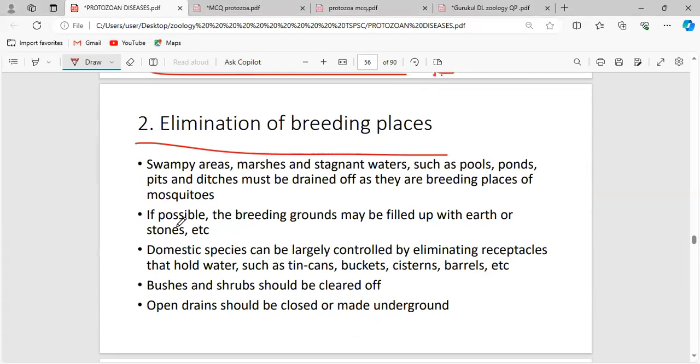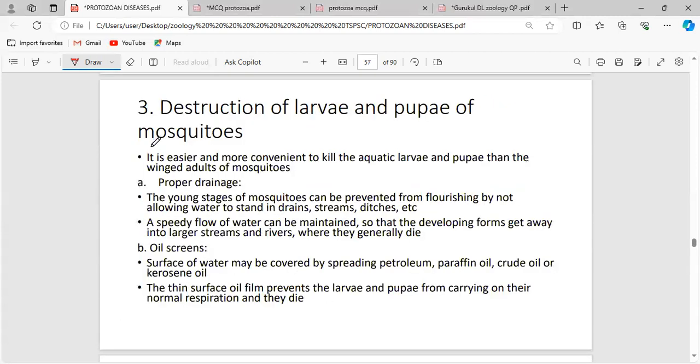See, generally when the dengue season comes, the government spreads bleaching powder wherever stagnant water is there, just to avoid malaria or dengue. The watery areas are the breeding places for this mosquito. We can also destroy the larva and the pupa stage of the mosquito by maintaining proper drainage and by preventing oil screens. Generally, oil spills form in the watery areas, so these things have to be prevented. By preventing this, we can destroy the larva and the pupa of the mosquito.